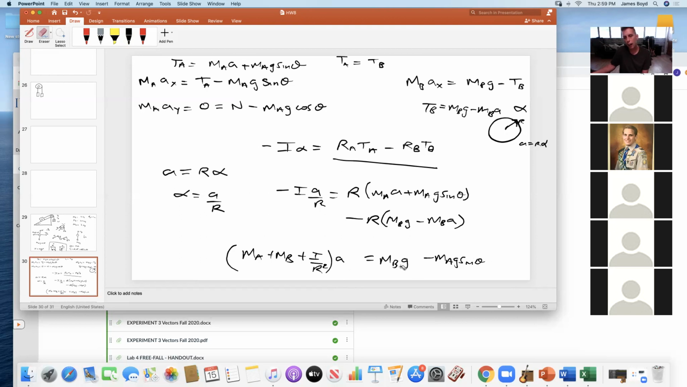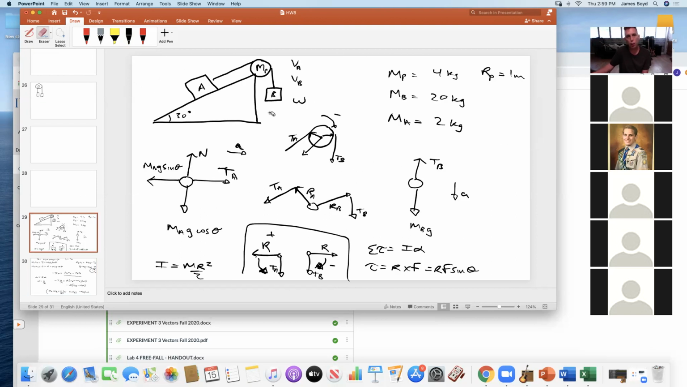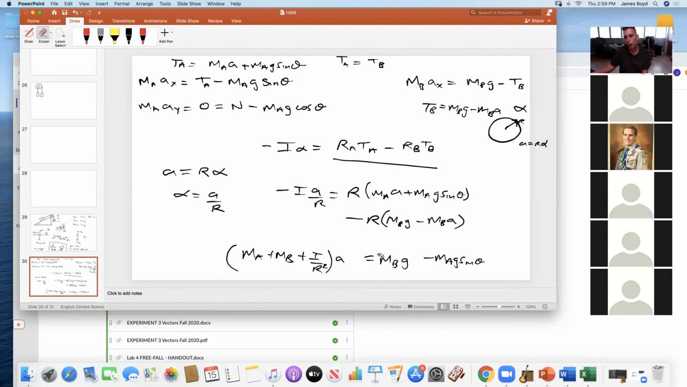I can see that what I have is the force dropping MB, gravity's pulling it down, and it's being fought by the weight down the incline of A, right? So whatever force this is, minus the force that's trying to pull it the other way down the incline, all divided by the mass of the entire thing. Remember that I was MR squared over 2 of the pulley. So this is actually half the mass of the pulley because it can spin. And that's all you have to do.